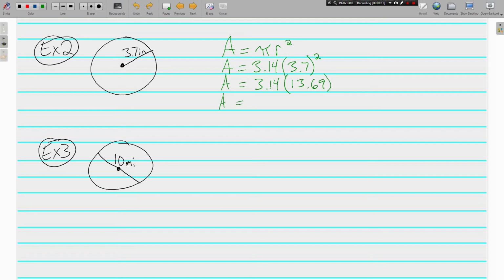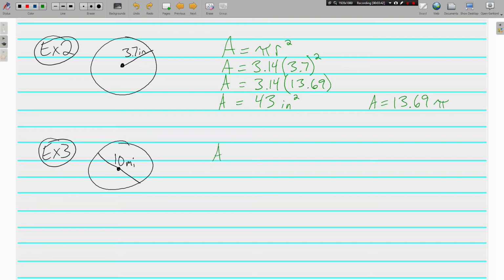And then multiply it by 3.14. And to the nearest tenth, we get 43 square inches. Our answer in terms of pi, area is equal to 13.69 pi.